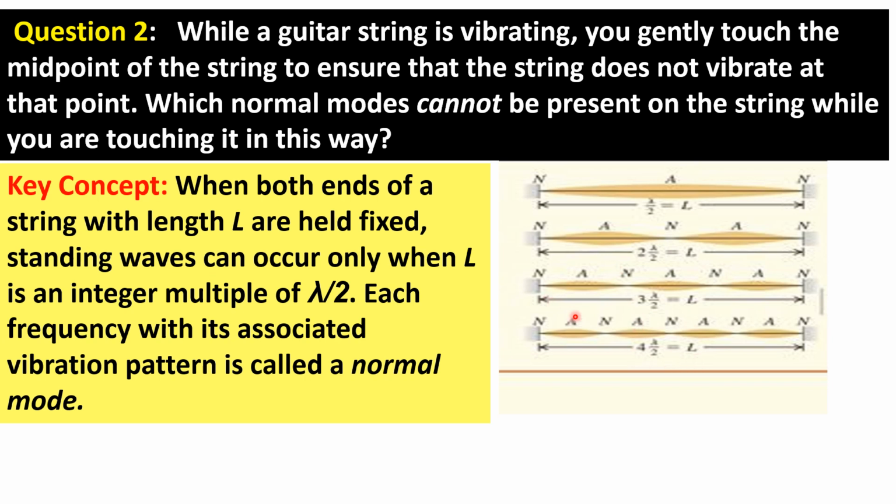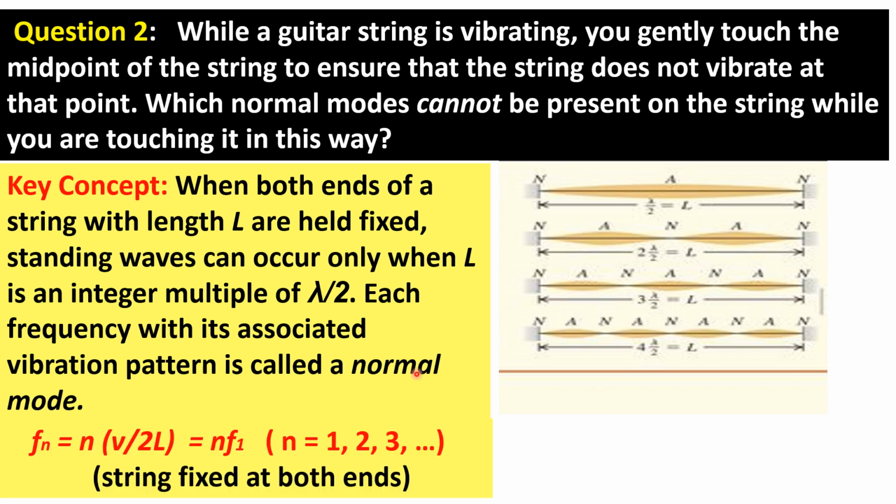So the relationship of the number of antinodes to the length of the string and the speed of the standing wave is shown in this simple formula or equation, where Fn represents the frequency of each wave pattern. For the lowest frequency, we call that the fundamental frequency. That means the number of antinodes, capital A, is equal to 1.